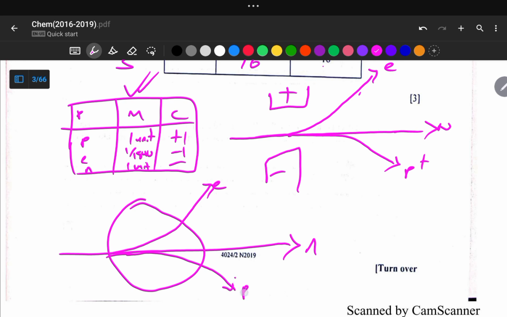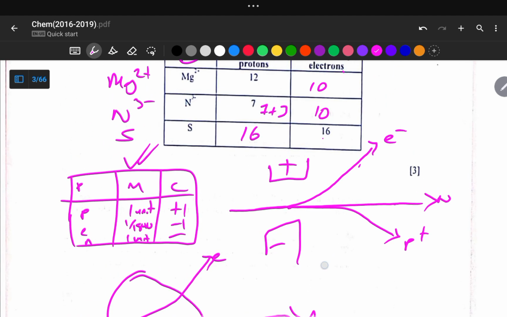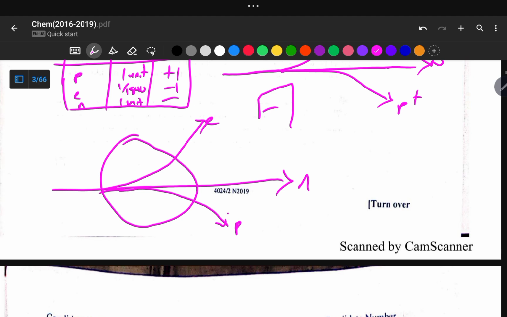So you should take note that electrons are first deflected. Why? Because they are lighter, and then protons are deflected to the opposite side of that of electrons, right? And then neutrons remain undeflected, right? So we are done with the subatomic particles. That is all you need to know for the exams under subatomic particles, right?